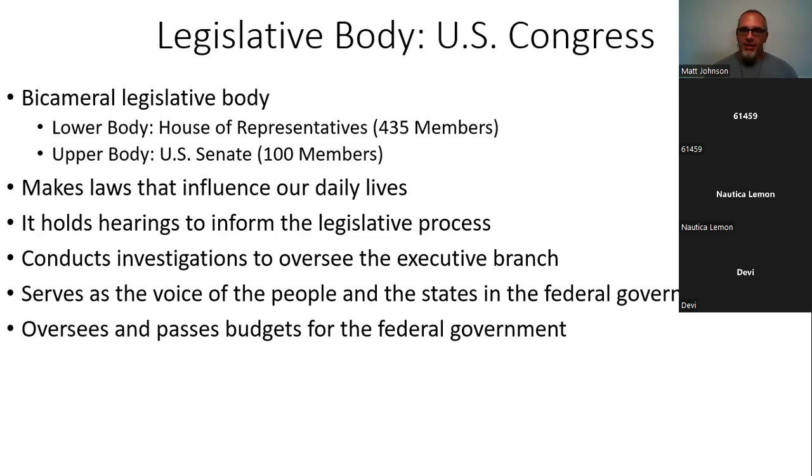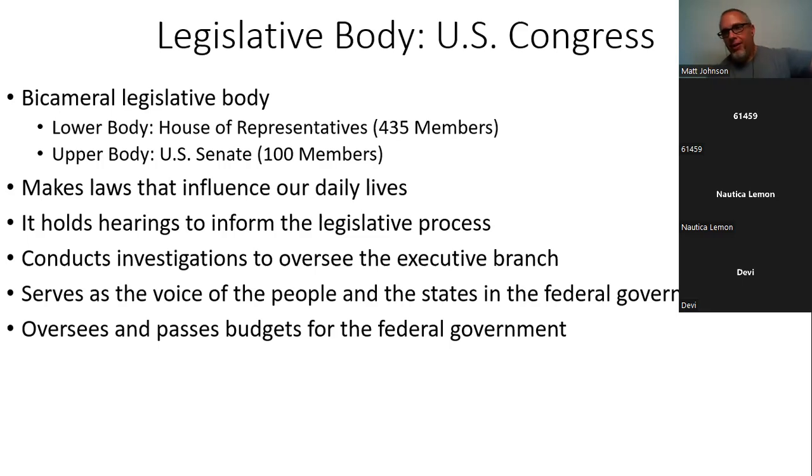So, that's their job. And then finally, they oversee and pass budgets for the federal government. So that's usually a point of contention, trying to get things done. There have been years that we did not have a budget, and that's often used by either the president or the legislative branch to sort of hold the government hostage by not being able to come to an agreement on a budget.